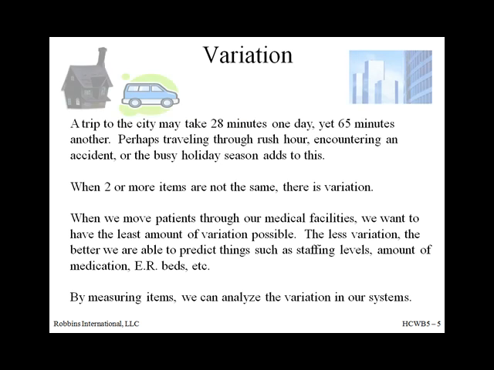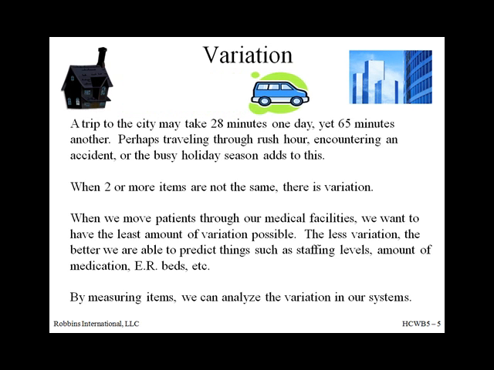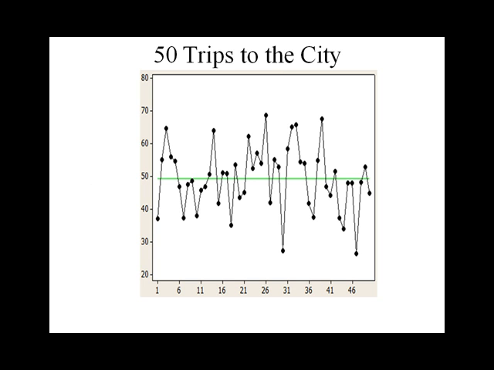Driving to a nearby city does not always take exactly the same amount of time. Different things cause variation in this process. We encounter the same variation in our medical facilities. In order to analyze the variation in our systems, we will need to accurately measure things. Here are the last 50 trips to the city. There's certainly variation. We made these trips during different days of the week and times of the day. This is one way to view the data and look for variation.